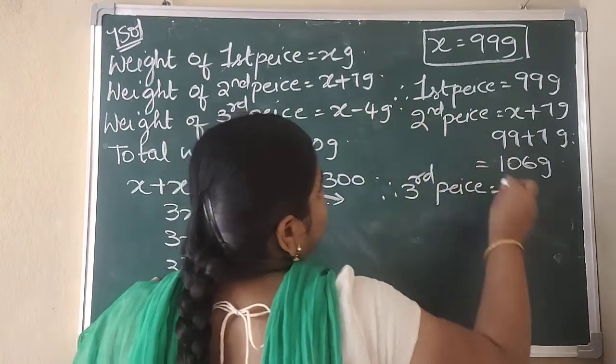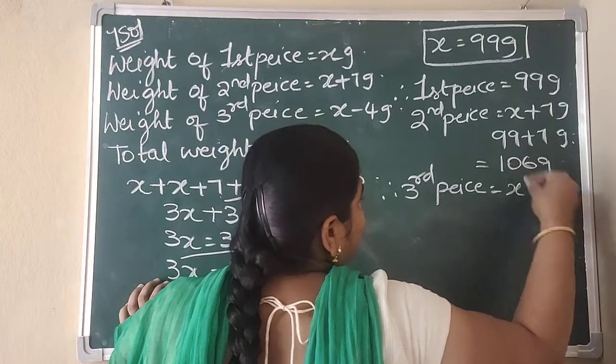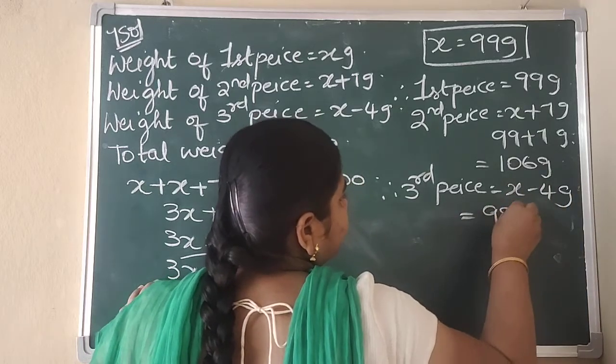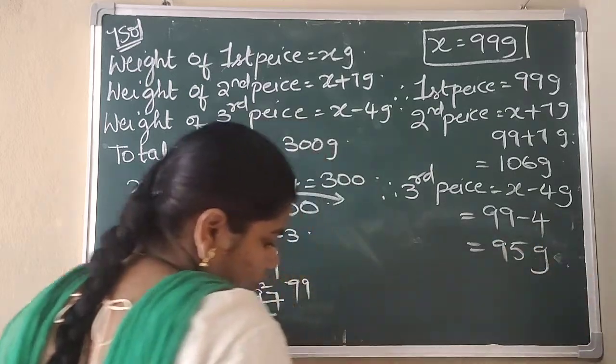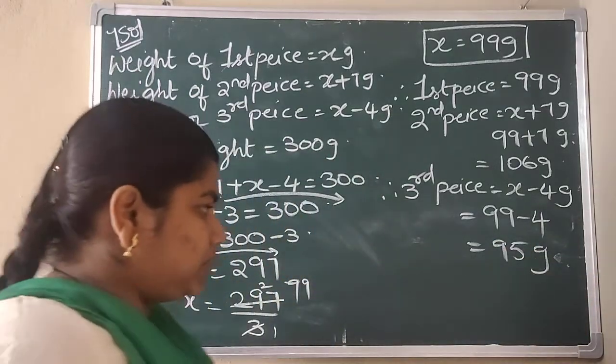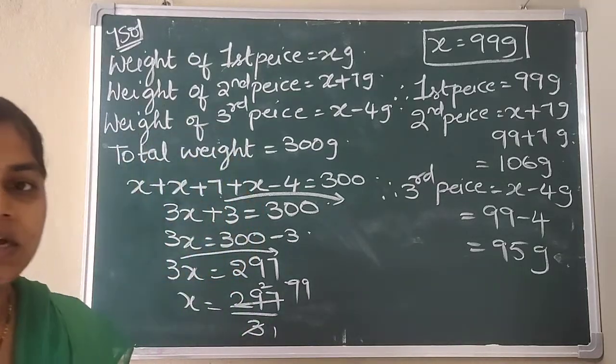Third piece is x minus 4. So x minus 4 grams. X is nothing but 99 minus 4. That will be equals to 95 grams. So here the last piece, third piece weight is 95 grams.